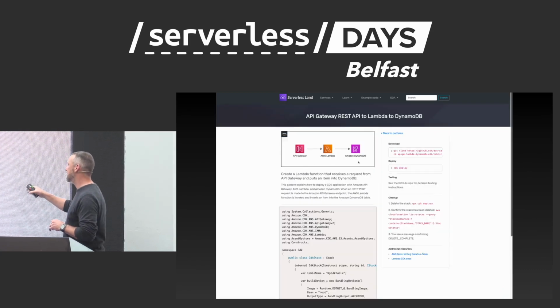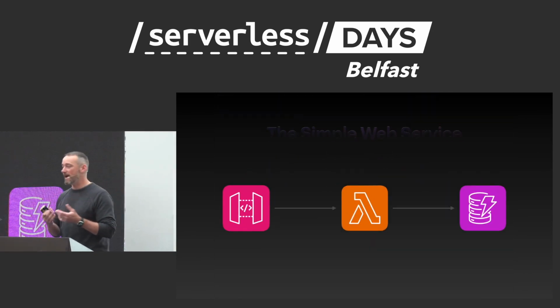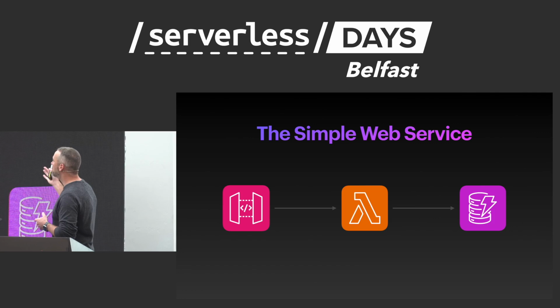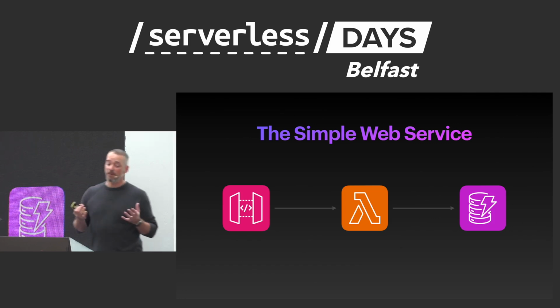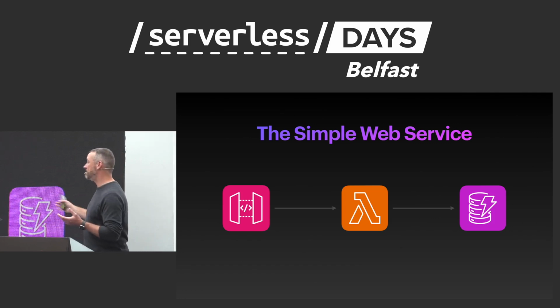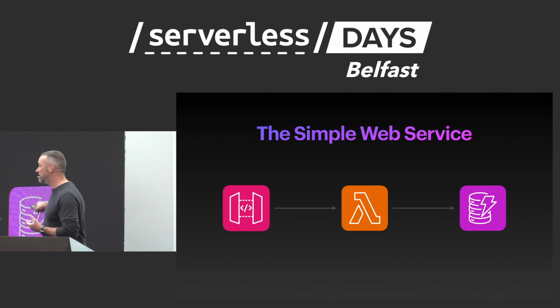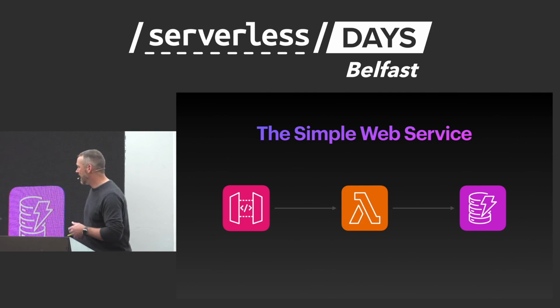So this is one of my favorite patterns, right? API Gateway to Lambda to DynamoDB. And essentially, I wrote about this pattern back in 2018, and I called this the simple web service. And the reason why I called it the simple web service is it's pretty simple, right? API Gateway handles an HTTP request, makes a call to Lambda, that does some processing, calls Dynamo, sends information back.